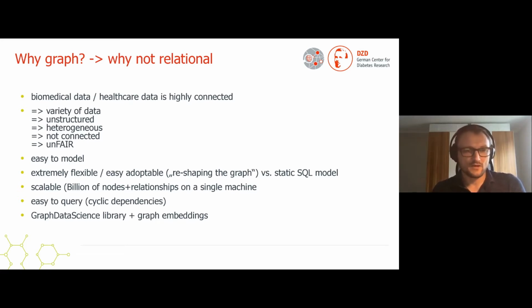It is very easy to model the data. With graph technology, we are extremely flexible, easily adaptable, so we can reshape the graph if we have something integrated and want to reshape it. This is way easier than in SQL. We can scale up to billions of nodes. You can see that in a bit. The queries are very, very easy to write, even for non-computer scientists. And the cool new thing is Graph Data Science Library and graph embeddings, which allow us machine learning on the graph.